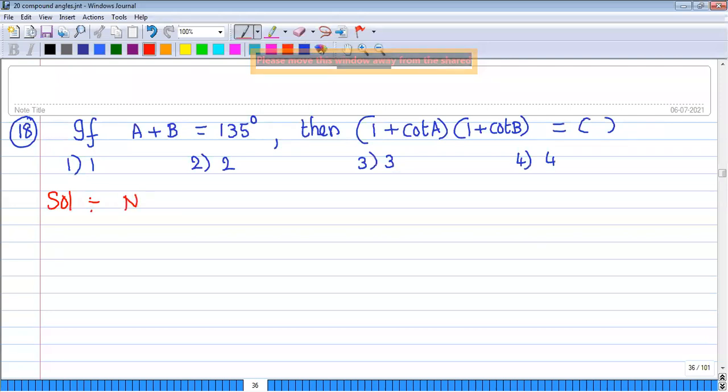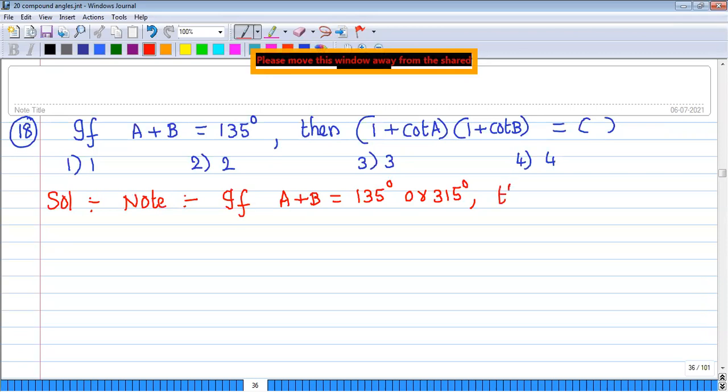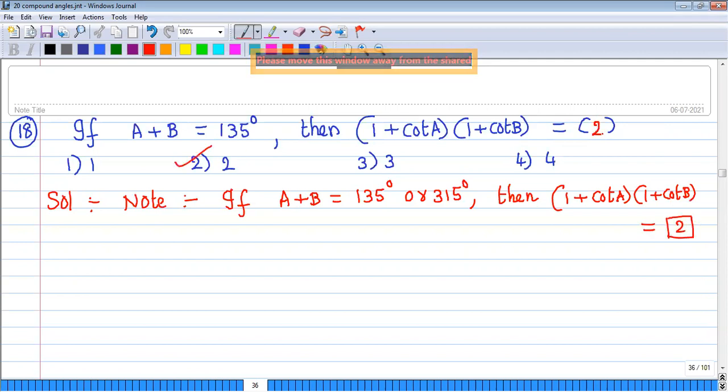So note, we have this note. Once again, I will write it. If A plus B is equal to 135 degrees or 315 degrees also, then 1 plus cot A into 1 plus cot B is equal to 2. So the second option is the right option.